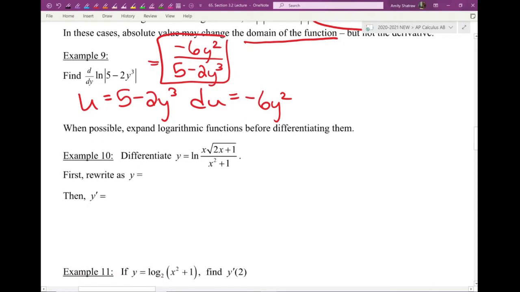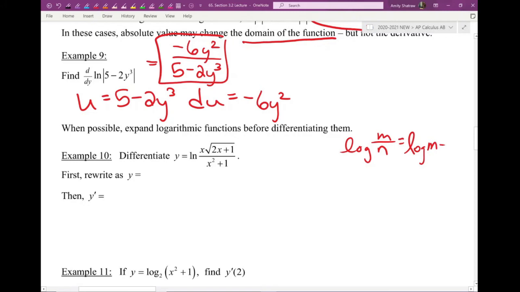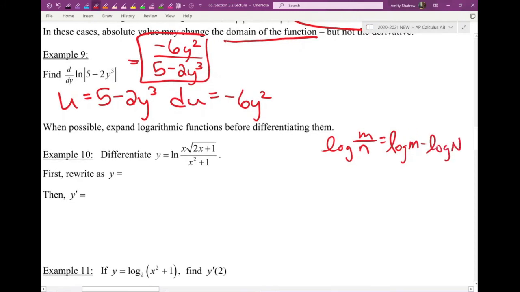For the next problem, it says, when possible, expand logarithmic functions before differentiating them. I already showed you the product rule where we had m times n, but this one, log of m over n, we would separate like this: log of m minus log of n. So we're going to use both of those rules because it looks to me like I have a product right there, and a quotient right there. When I rewrite this, I would have the natural log of x times the natural log of 2x plus 1 to the 1 half power. That's going to help me use the power rule and the chain rule.